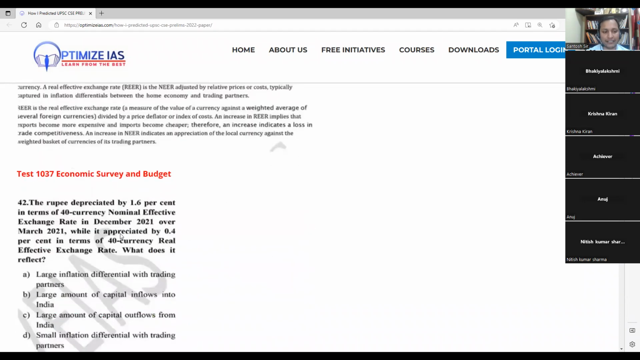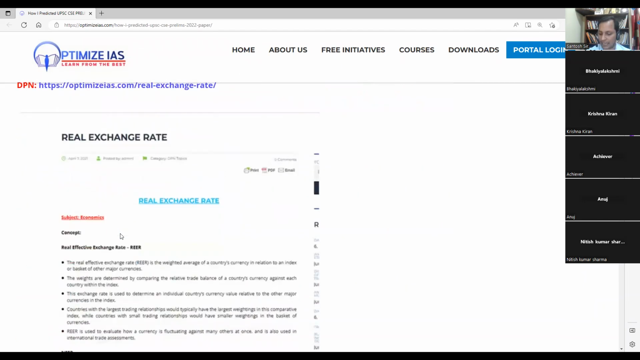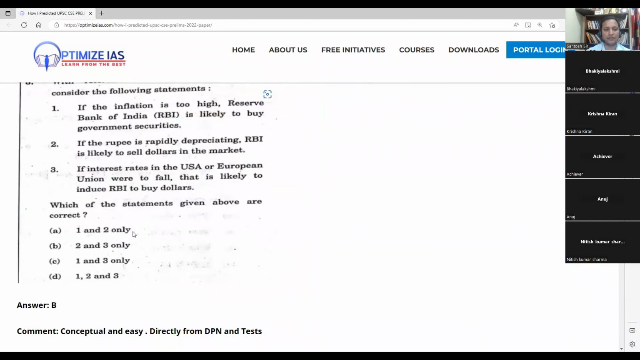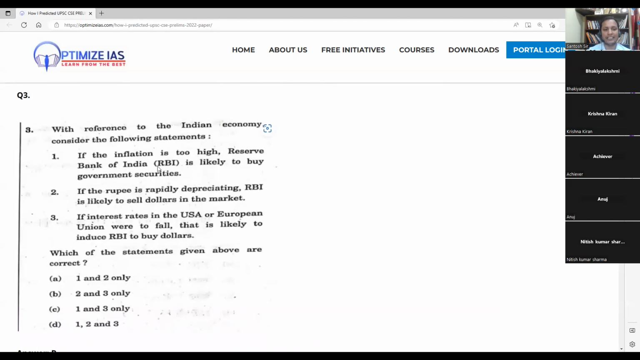Okay, let us move on, guys, to the third question. So I'm including question number 2 also. The third question was on inflation. If inflation is too high, Reserve Bank of India is likely to buy government securities. If the rupee is rapidly depreciating, RBI is likely to sell dollars in the market. If interest rates in USA and Europe were to fall, that is likely to induce RBI to buy dollars. Guys, exactly, this was current affairs.